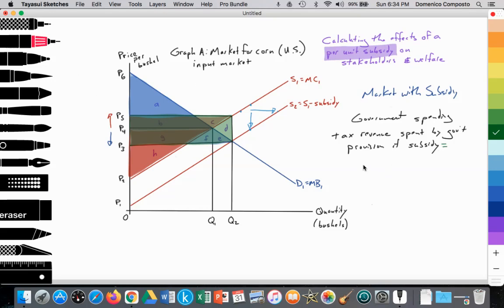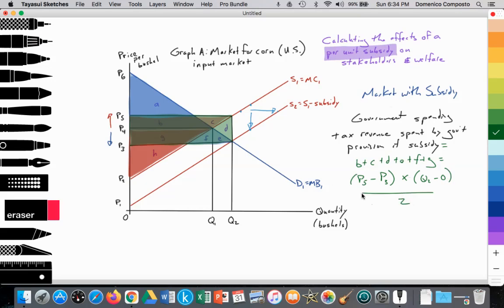So that will be equal to areas B plus C plus D plus E plus F plus G, and that's going to be equal to the subsidy itself, which is P5 minus P3, multiplied by the base, Q2 minus 0. No division, right, because this is a rectangle. So that is P5 minus P3, multiplied by the number of units, and it gives us that surface area, that rectangle.